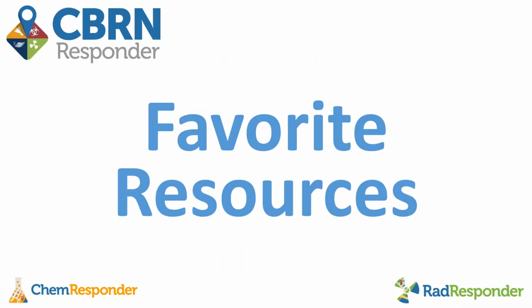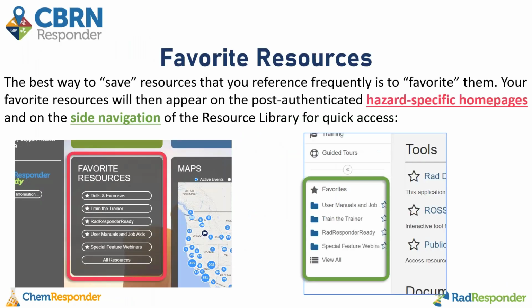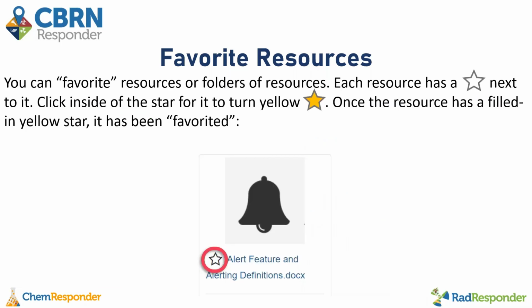Now that we've talked about all the different types of resources, you can actually now favorite resources to make them quickly accessible. The best way to save resources that you reference frequently is to favorite them. Your favorite resources will then appear on the post-authenticated hazard-specific home pages, which you can see outlined in red, and on the side navigation of the resource library for quick access, which is highlighted in green. You can favorite any resource or folders of resources.